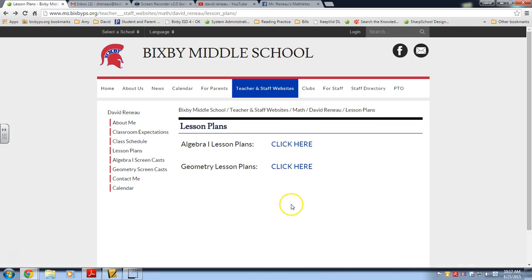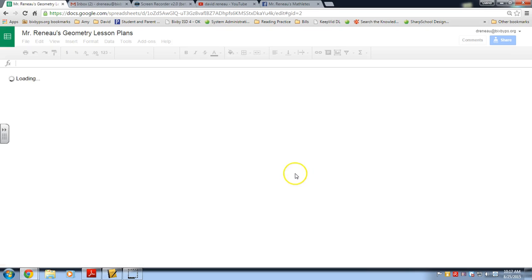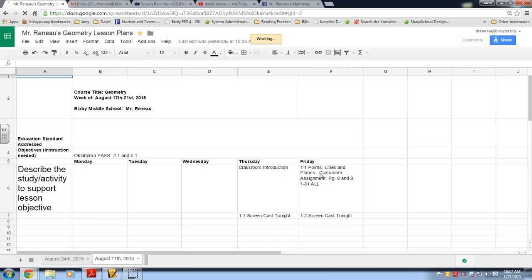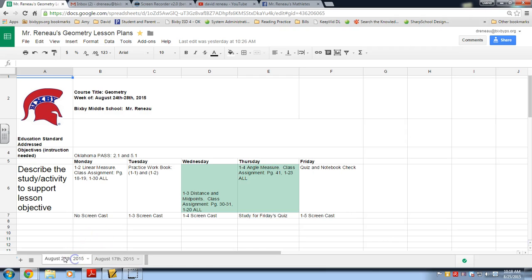And so for my geometry students, it is the same. We'll just click here. It will be the same format. Weeks are going to be down at the bottom, so click on the appropriate week. And then you will see, I've got a little format issue here. I got it fixed. But you will see that it will show what we're doing in class and then what screencast they have to watch that night.